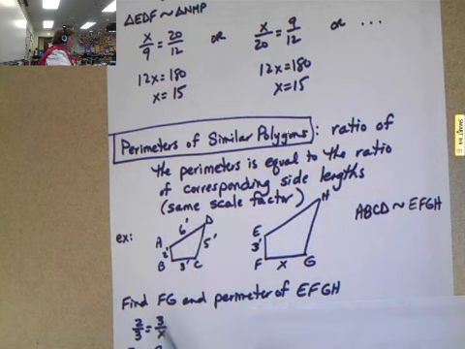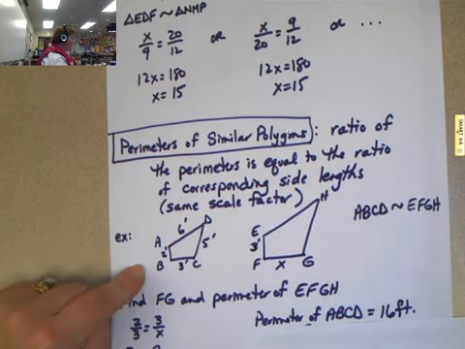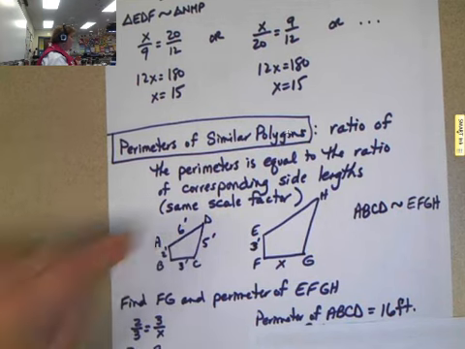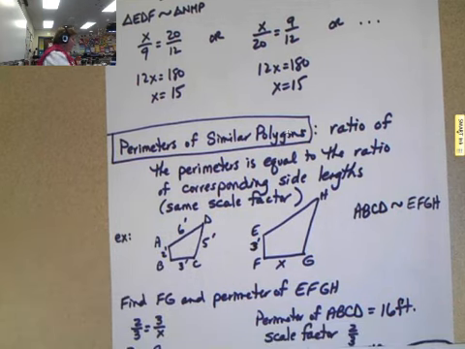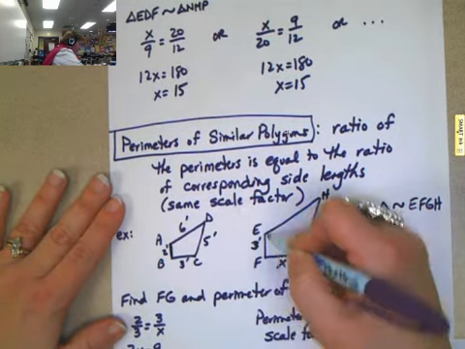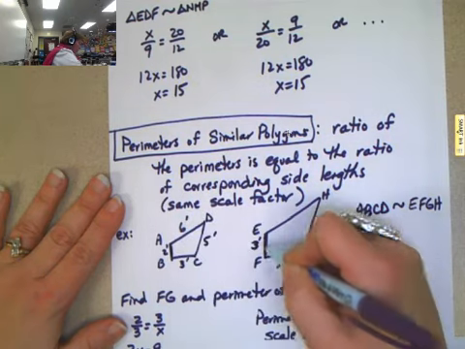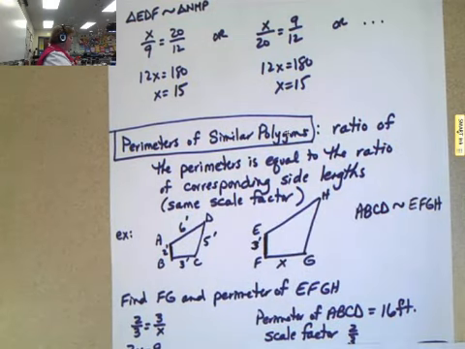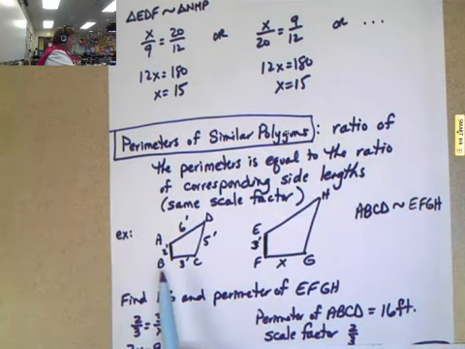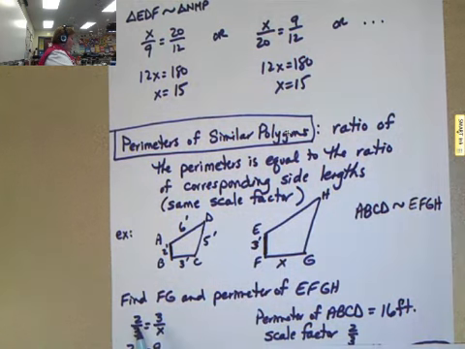Then what we want to do is find the perimeter. To get the perimeter of the large figure, let's start with the perimeter of the smaller one. 2 plus 3 plus 5 plus 6, if I did it right, is 16 feet. And then the scale factor, because the only two sides that we have to compare are these short sides here, is 2 to 3. I don't have to simplify that. Remember, all your ratios should always be in simplest form. It's already in simplest form.